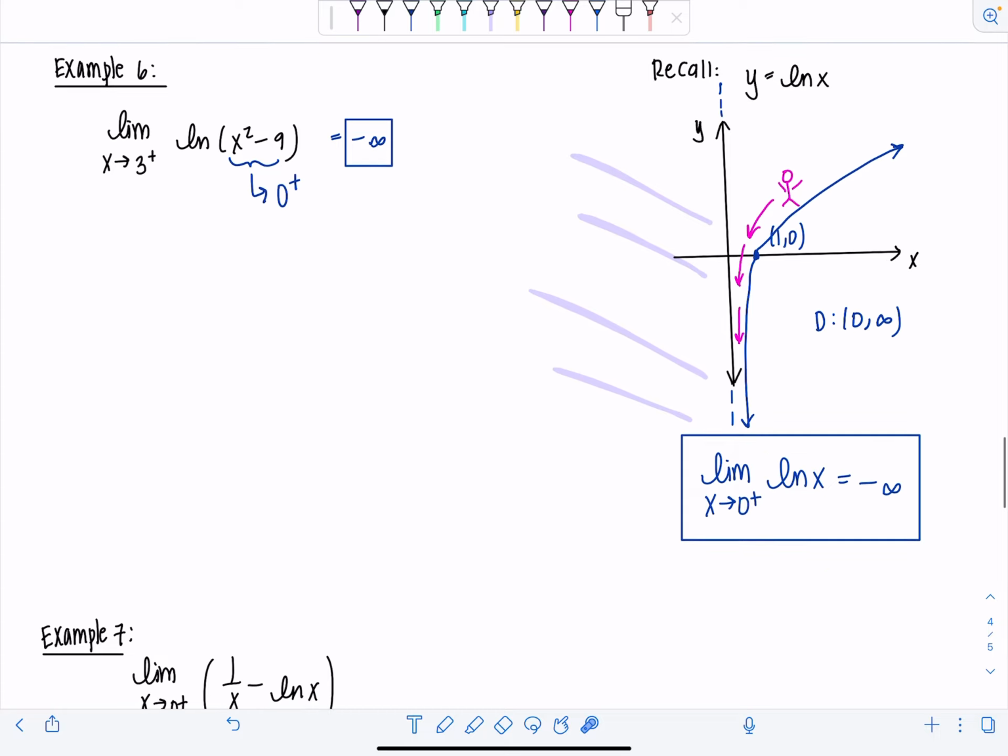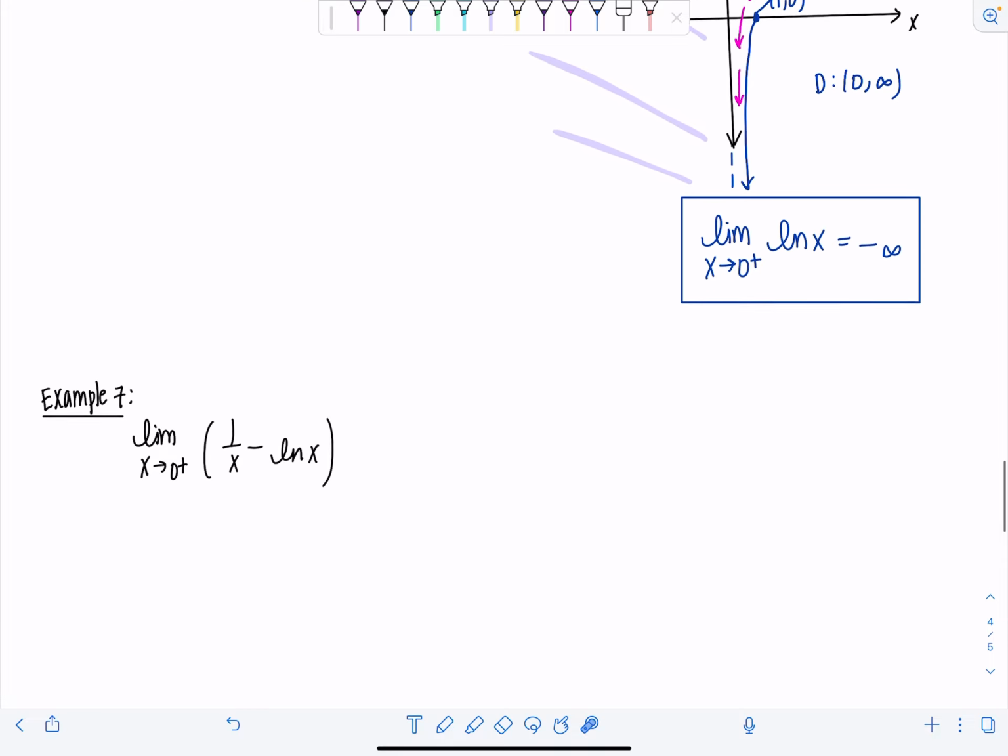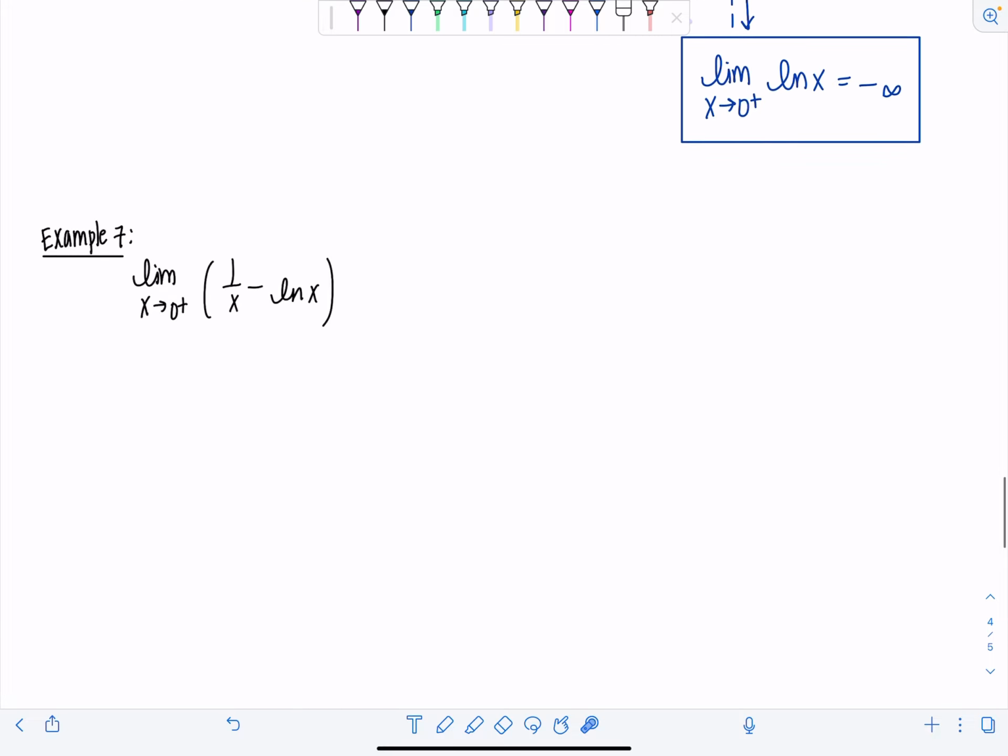All right, let's do one more. Why not? The limit as x approaches 0 from the right of 1 over x minus ln of x. So as x approaches 0 from the right, 1 over x, where's that going? Well, we did that a bunch of times. x is approaching 0, but through positive values. 1 is a positive constant in the numerator. So this is approaching positive infinity.